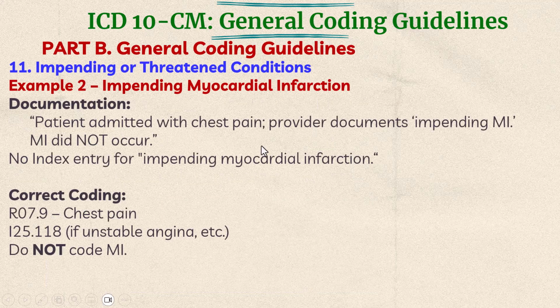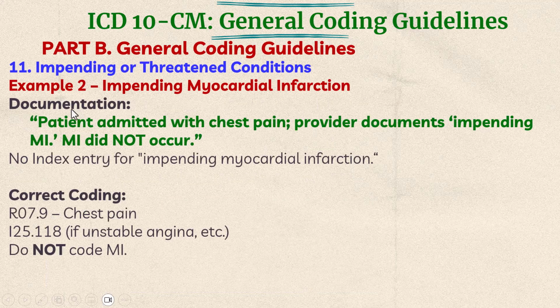Let's see another example, impending myocardial infarction. The documentation says patient admitted with chest pain, provider documents impending MI, but the MI did not occur. So in the index, there's no entry for impending myocardial infarction.